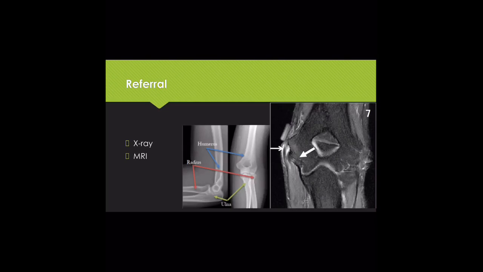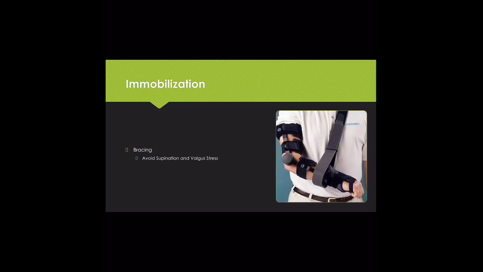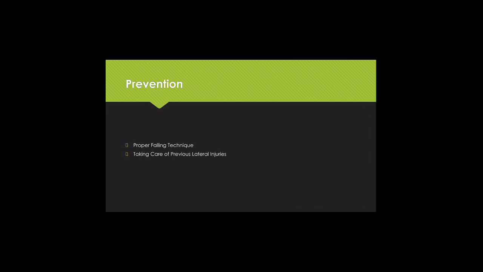As you can see in the pictures, the X-ray does not show too much instability, therefore you will need to use an MRI for further diagnosis. Immobilization includes bracing to avoid supination and valgus stress of the elbow and forearm. Prevention includes proper falling techniques so there's no stress on the elbow, and taking care of previous lateral elbow injuries.